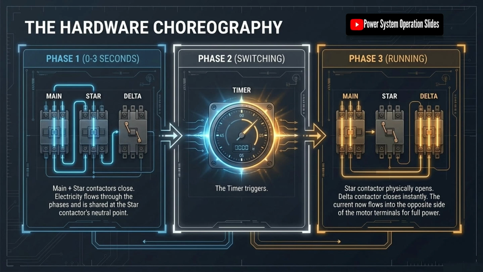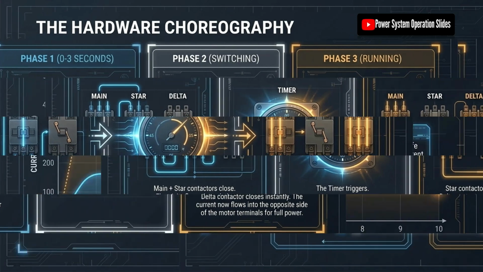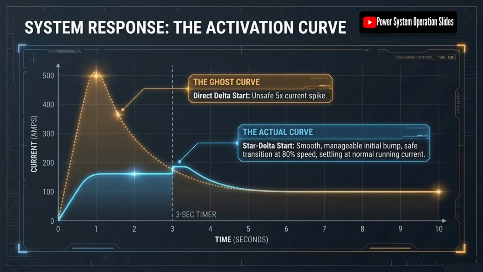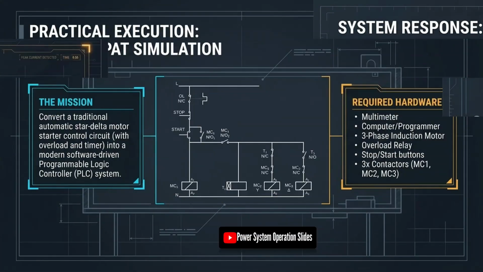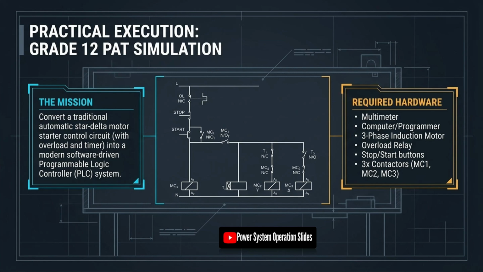Transformer vector groups describe the phase displacement between the primary and secondary windings and are critical when transformers are connected in parallel or integrated into larger power networks. Incorrect vector group selection can produce phase displacement errors, circulating currents, excessive loading, and incorrect operation of protection systems.